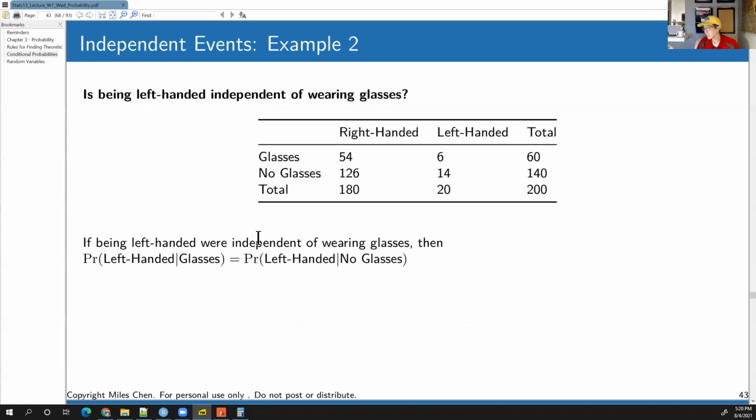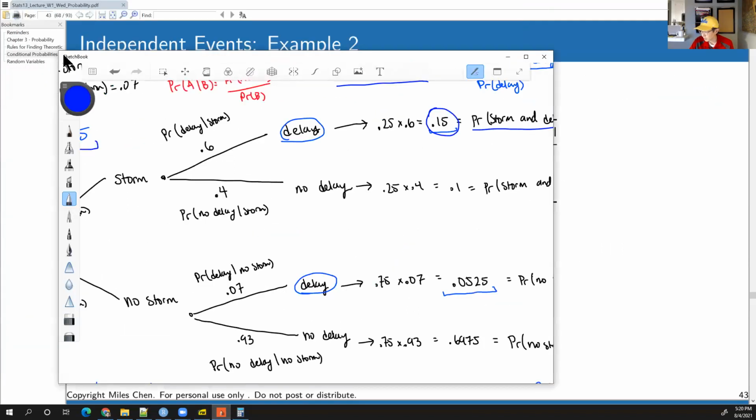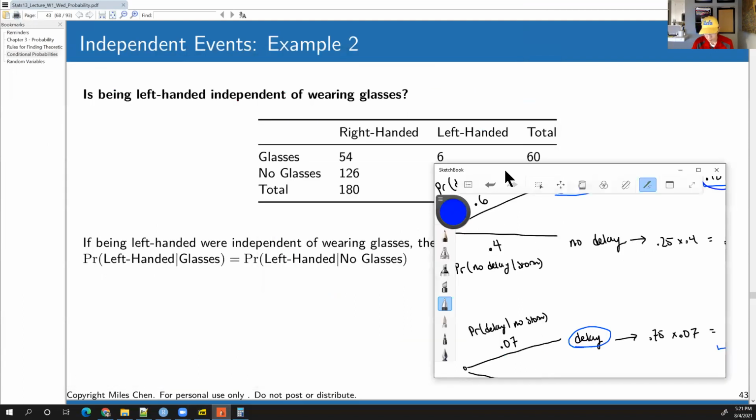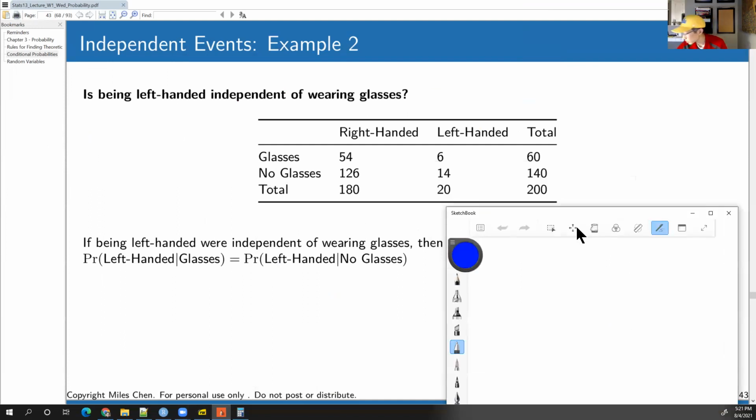Is being left-handed independent of wearing glasses? Is being left-handed independent of wearing glasses? So how would we go about answering something like this? Let me shrink this little work area here.